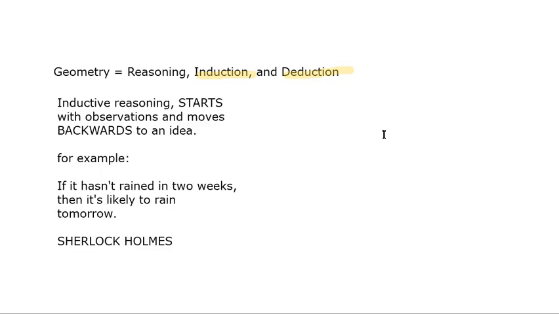Inductive reasoning starts with things that you notice or things that you see, patterns that you observe, and then you make an assumption based on that. For example, if you've noticed that it hasn't rained in a long time, then you know it's probably going to rain soon. That's what Sherlock Holmes does.